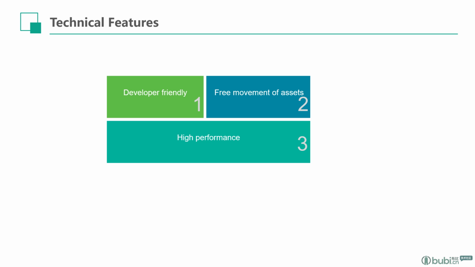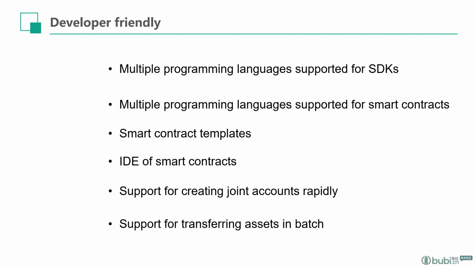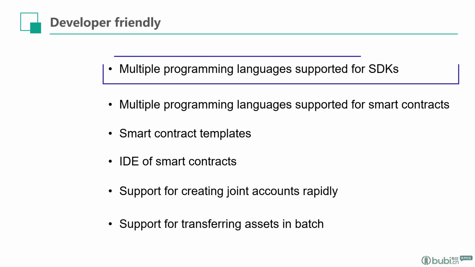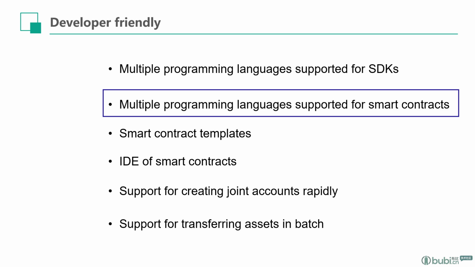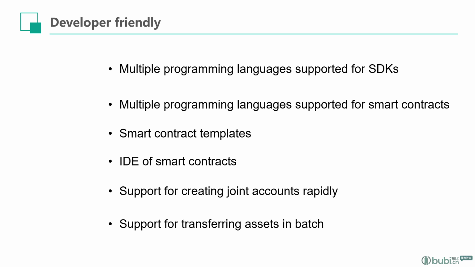Regarding the technical characteristics or technical advantages of BuChain, I will explain three key points: developer-friendly, free movement of assets, and high performance. To enable developers to develop dApps quickly and accurately, we support the following features. The SDK supports a variety of programming languages, including Java, Node.js, Go, and other language versions are being developed by community members. In the first phase of developing smart contracts, we support JavaScript, which reduces the cost of learning a new language for users. And later we will support other languages to write smart contracts with WASM.